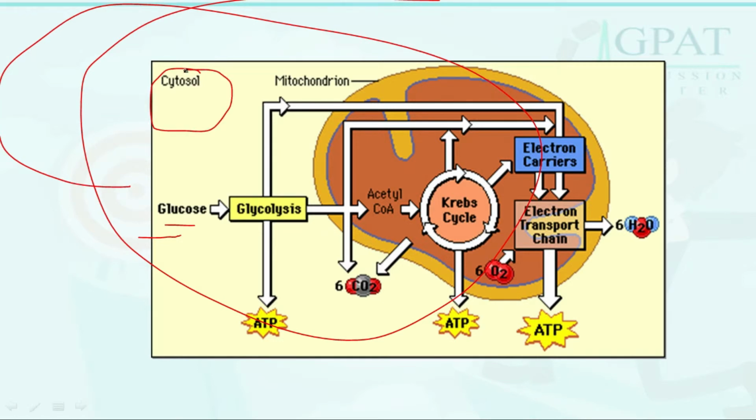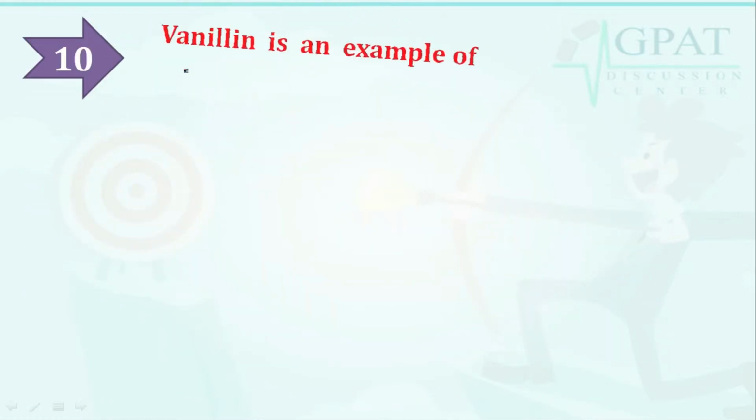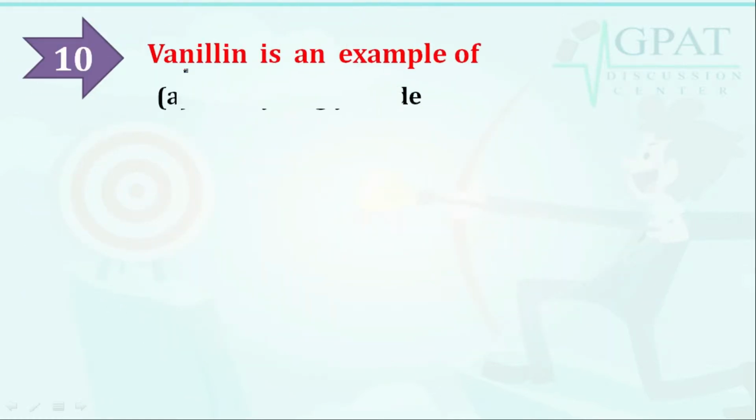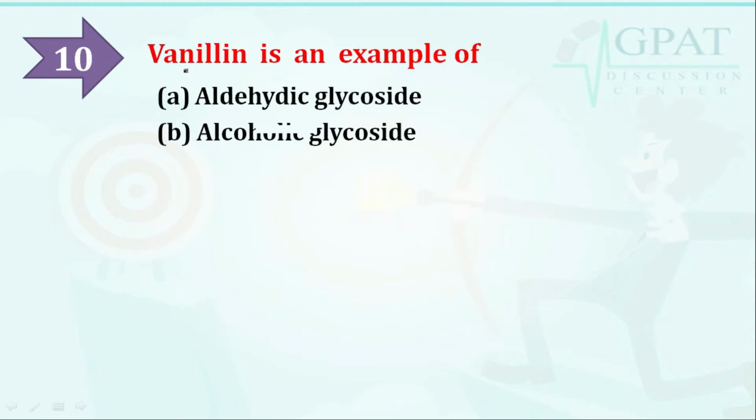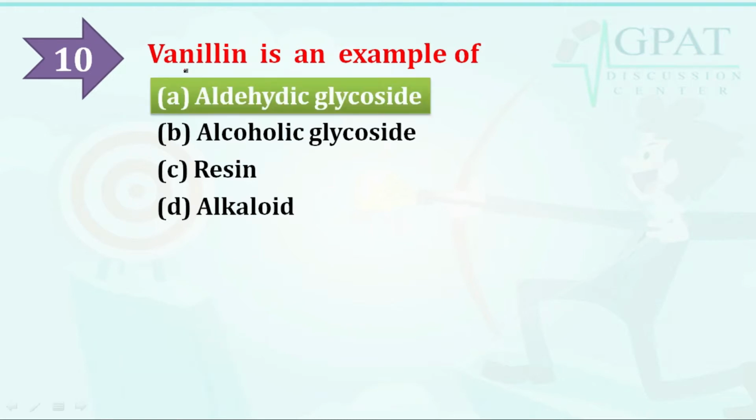This is the cytosol. So moving on to the next question: vanillin is an example of, and the options are, option A is aldehydic glycoside, option B is alcoholic glycoside, option C is resin, option D is alkaloid. So vanillin is an example of aldehydic glycoside.